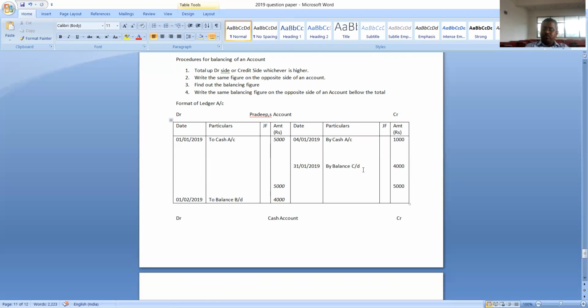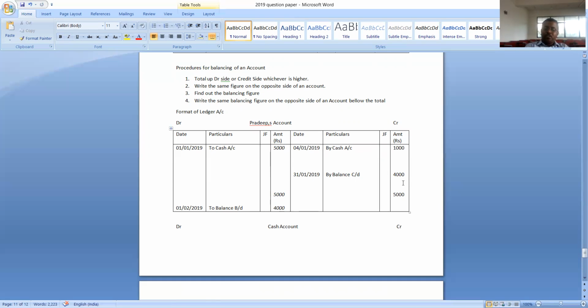What is the fourth step? The last step is we should write the same balancing figure on the opposite side of the account below the total, where you made the total in the first step. That particular balancing figure will be the opening balance, and we should write the opening date of the next month. So here the closing date is 31st January.